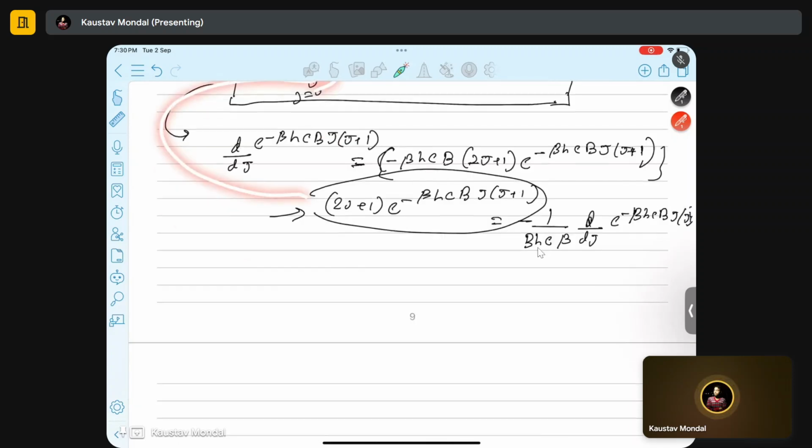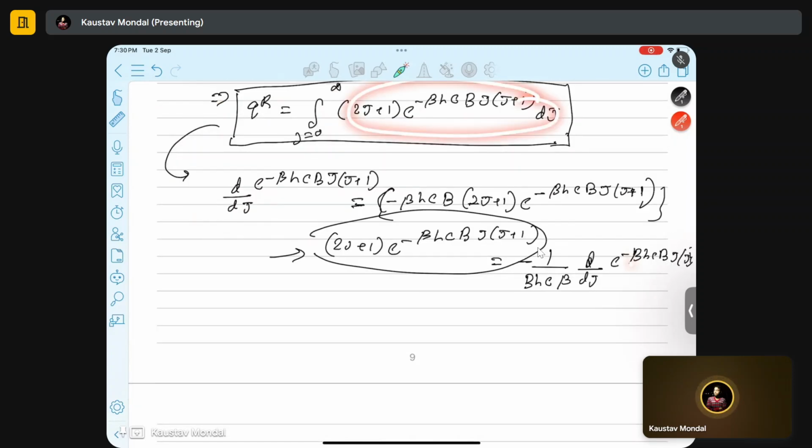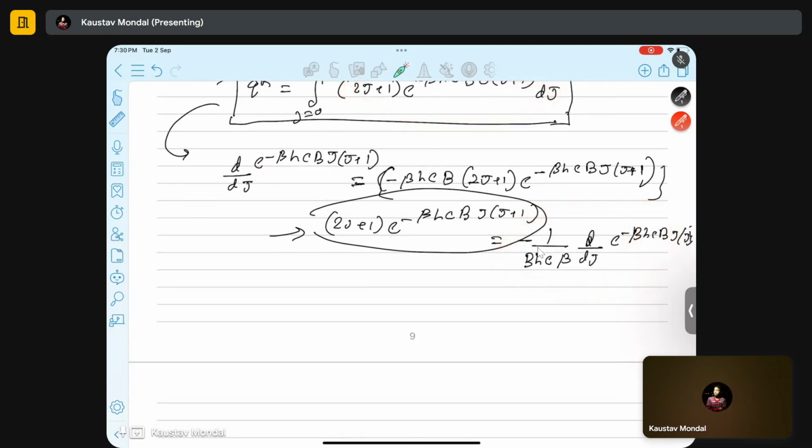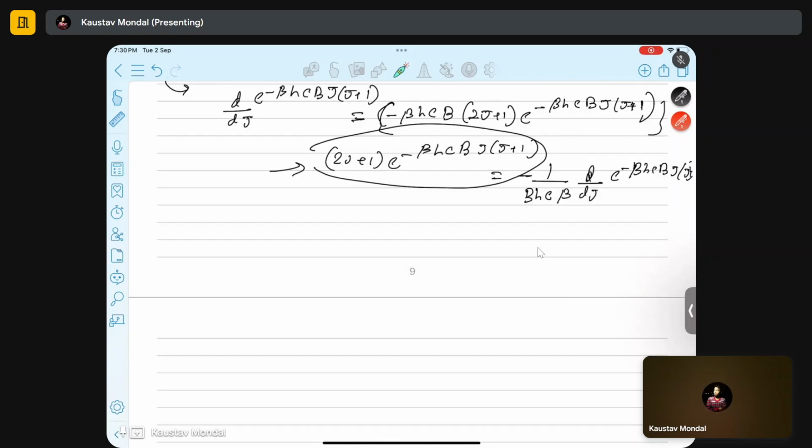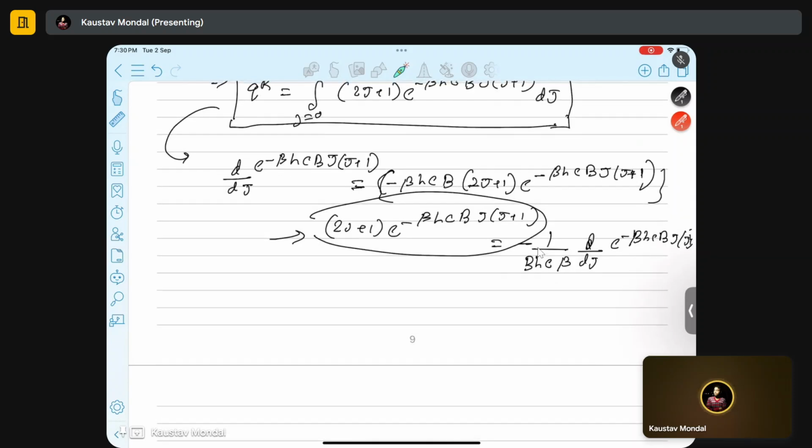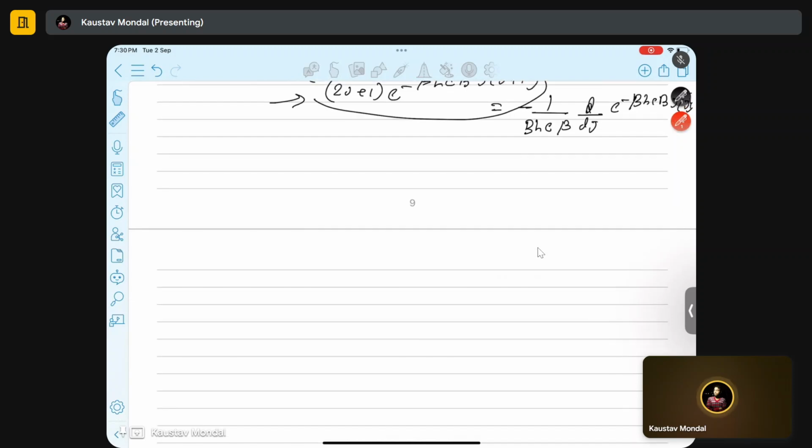Okay, so we can write this thing in terms of a derivative. So this will make the integration simple. We will then approach the integration, which will not be that complex, if we write the whole thing in terms of a derivative.